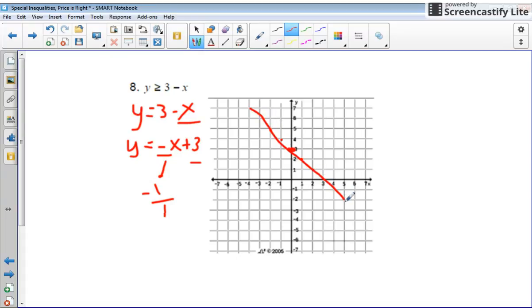Now, an important question to ask yourself before you even graph the line like I did, is this going to be a solid or dashed line? And the answer to that question is the same answer to the question when we graphed in one dimension, which was, do we have an open or closed circle on it? It has to do with the sign. If the sign is a greater than or less than sign with the equal to on it, then it will be a solid line.